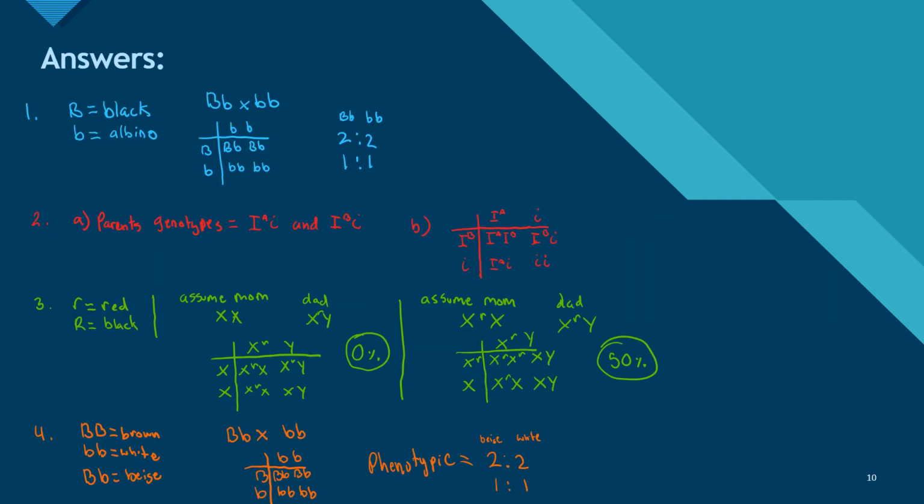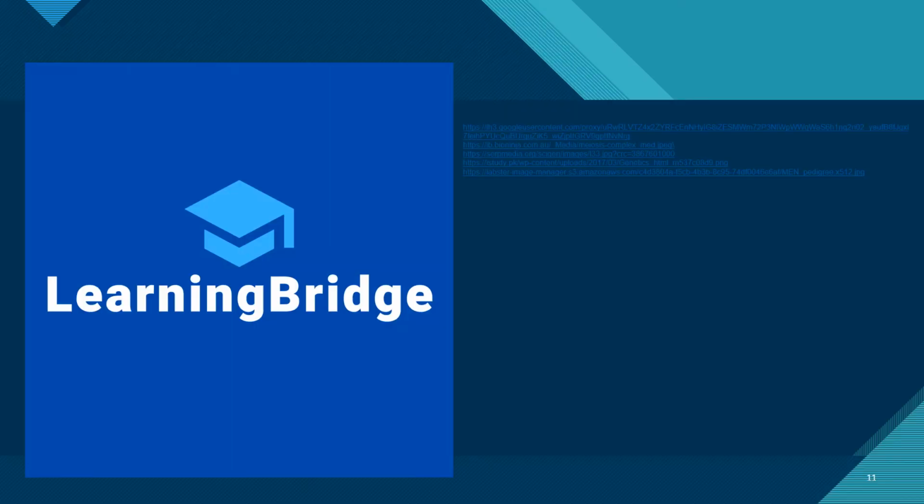Okay, so here are the answers for you to take a look at. Most of them are pretty straightforward, and you can always go back in the lessons to see a further explanation of them. And that's it. We are finished Unit 2 of Genetics.